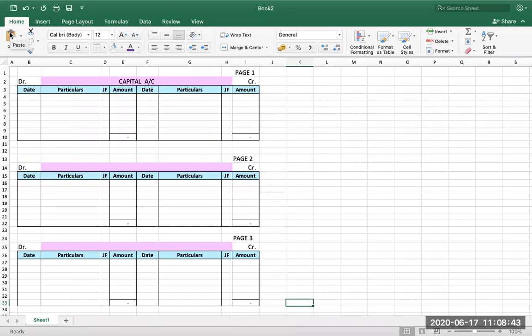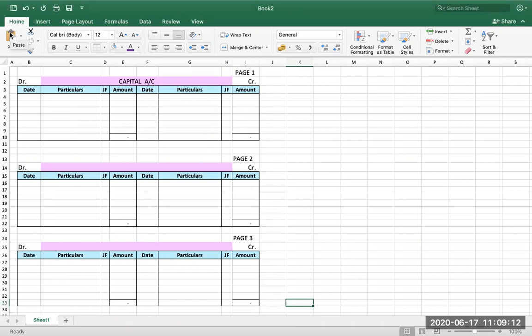Now, I'm using the word posting because when you write the entries in the ledger, it is called posting. Like when you write the entries in the journals, it is called journalizing. So when you journalize, you are recording the entries or transactions in the journals. When the word posting is used, it means you are recording the entries into the ledger.